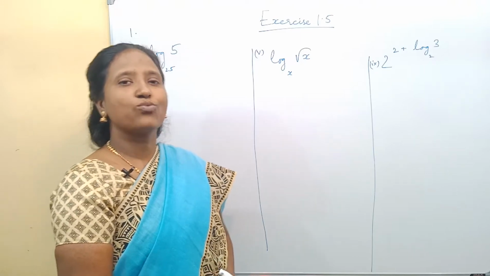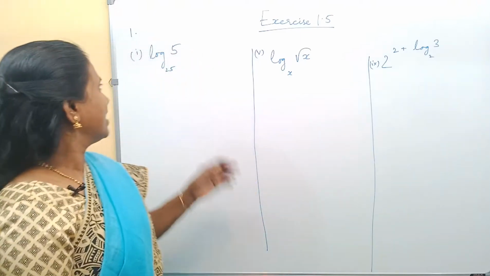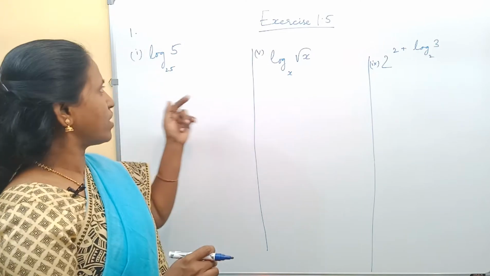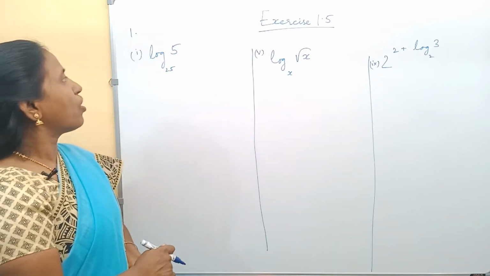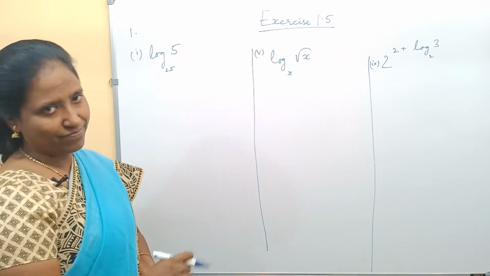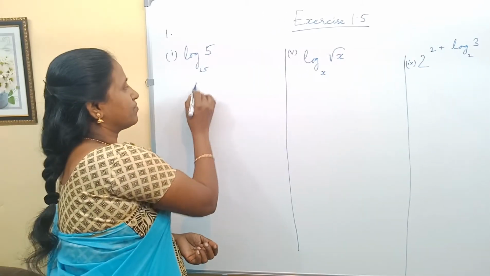On to exercise 1.5. I have chosen 3 sums. First one, fifth one, ninth one. Right? First one, let's see. Log 5 base 25. So which form is it in?